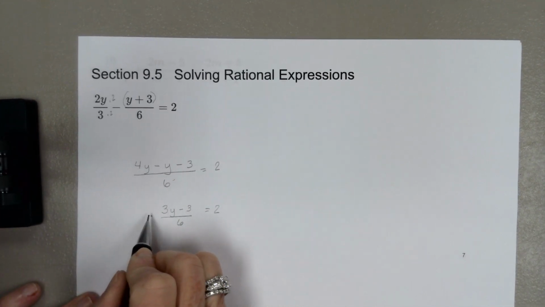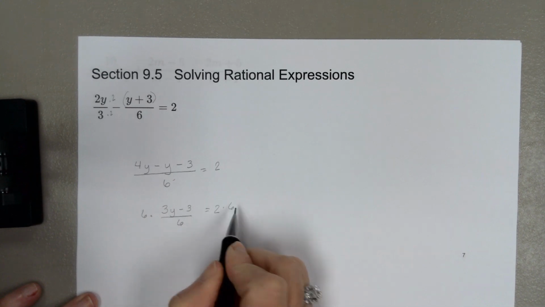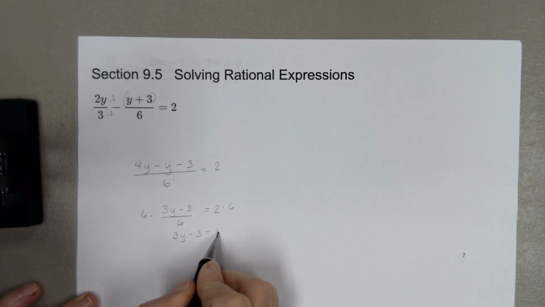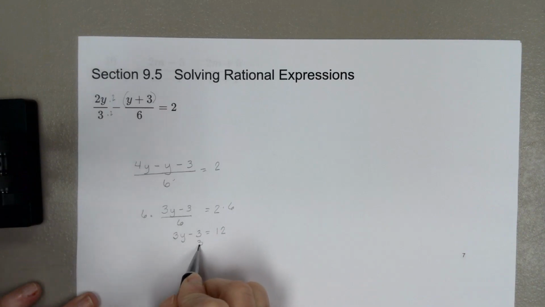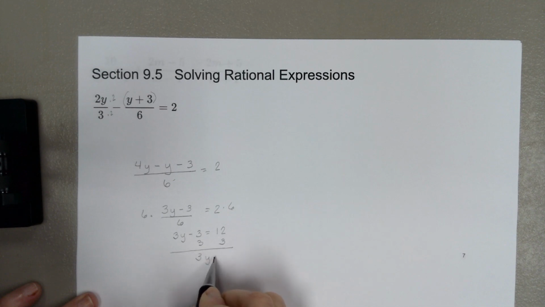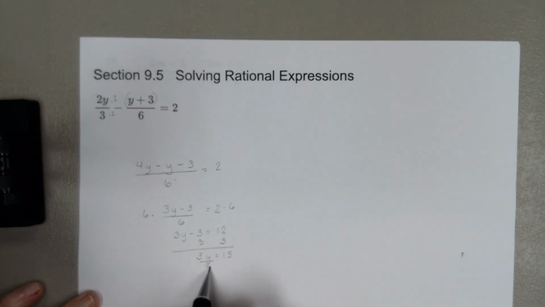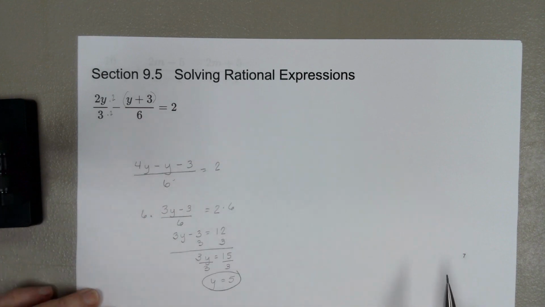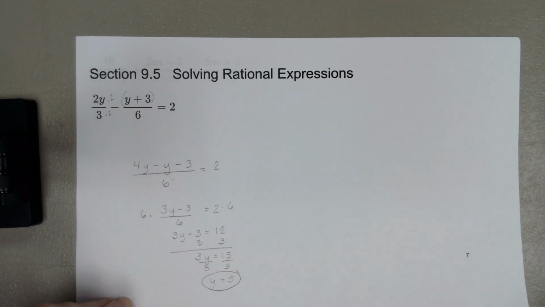I'm going to multiply both sides by 6 here to get rid of it. So I have a 3y minus 3 is equal to 12. I'm going to add a 3 to both sides. So I have 3y equals 15. And I'm going to divide both sides by 3. So I get y equals 5. And always go back and make sure that doesn't make that undefined. And when you plug it back in, you'll see that that will work.